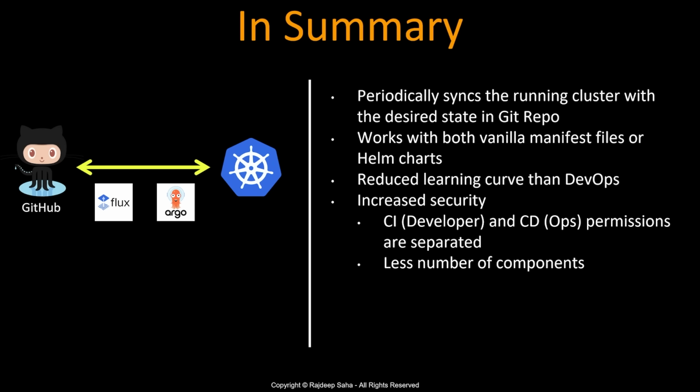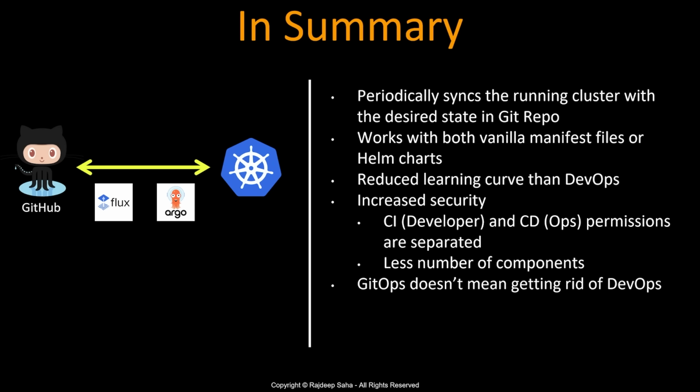It also has less number of components. So this is the part I was referring to from traditional DevOps flow. If you have implemented the CD part using Jenkins, you know you have to configure a lot of the stuff. Since GitOps is running within the Kubernetes cluster, there are less number of components to create and manage.